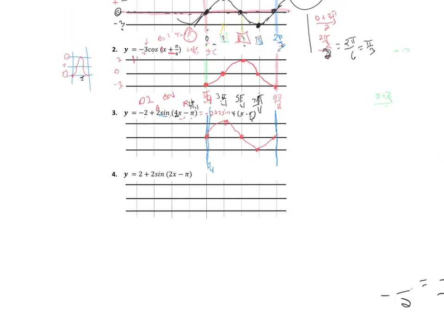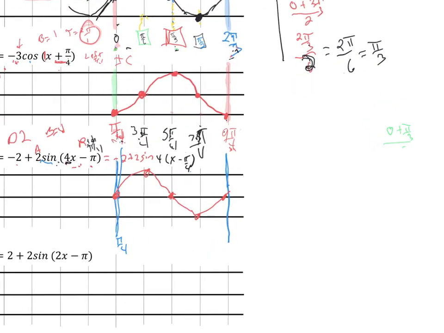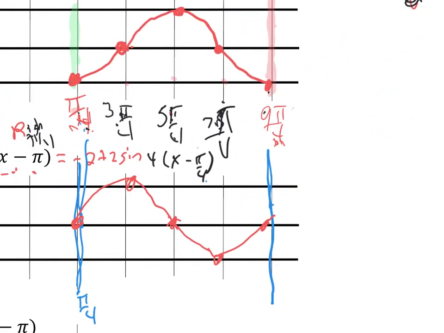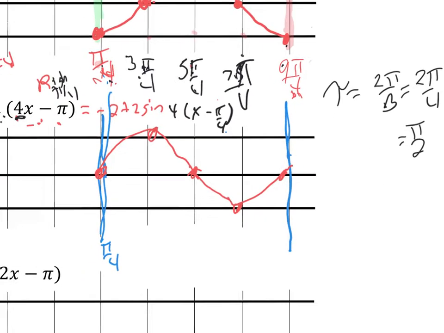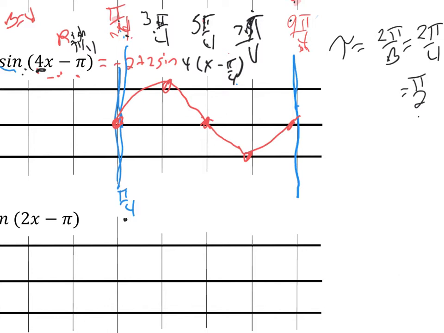Okay. So, I'm looking at the graph again. My period, tau, is 2 pi over b, and b is the 4. So that's 2 pi over 4. The whole thing finishes exactly in pi over 2 again. So that means from here to here, this distance is pi over 2. I think up here was the same thing.